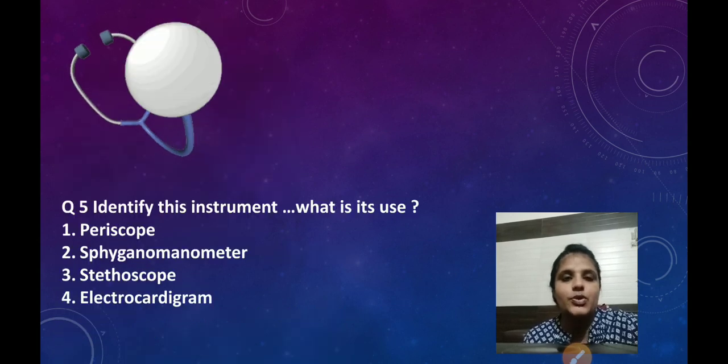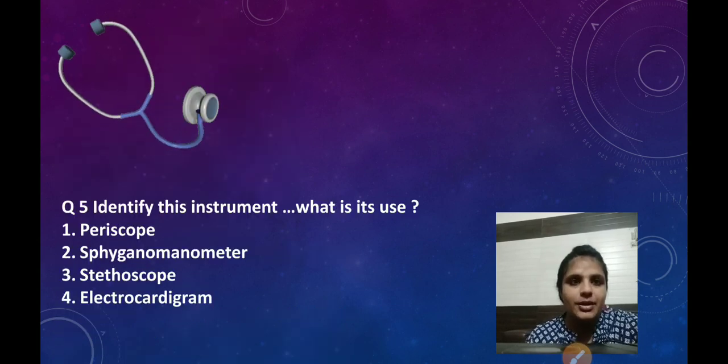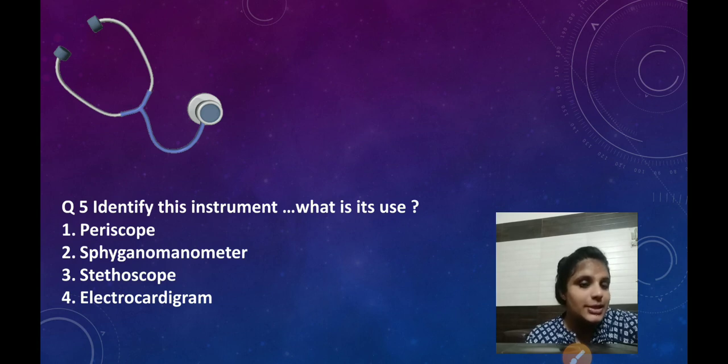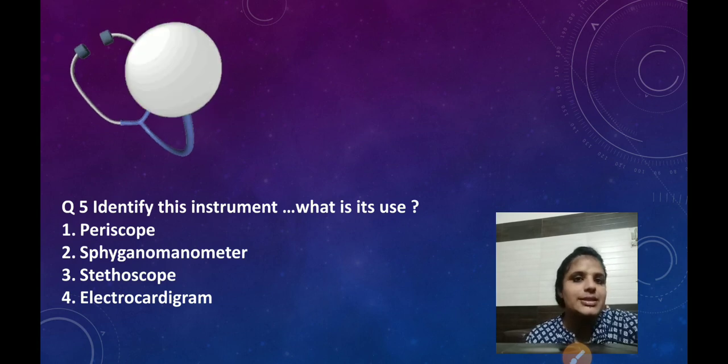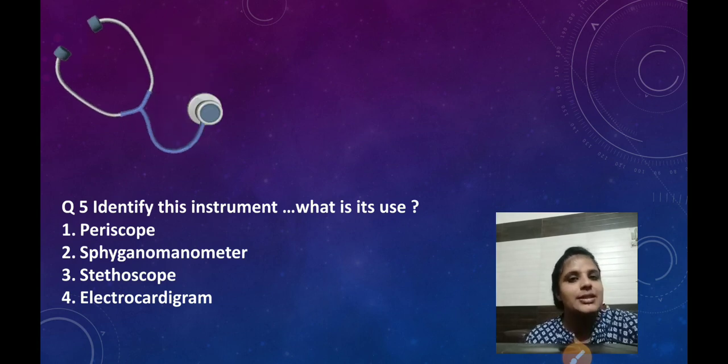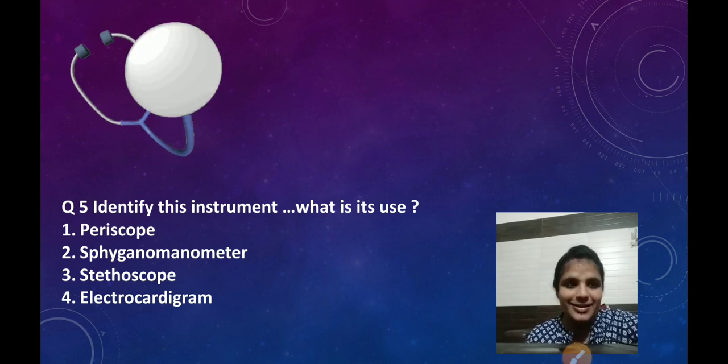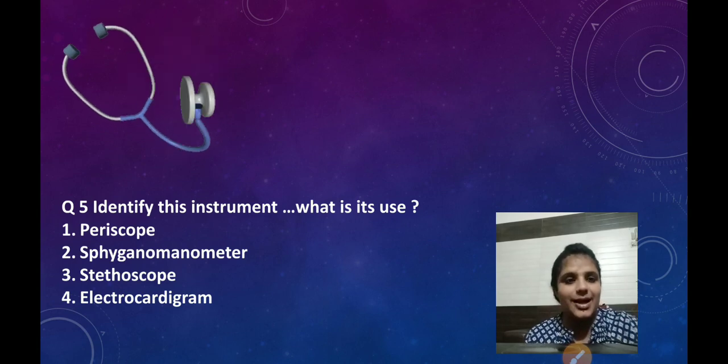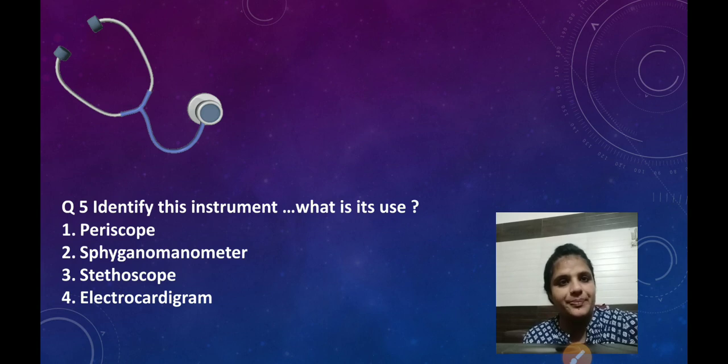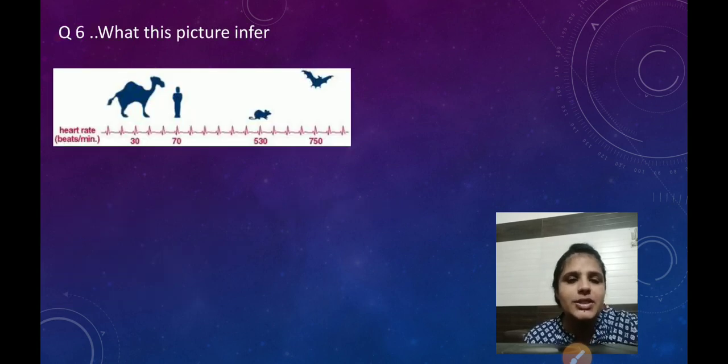So the next question is, identify this instrument and what is its use. This instrument is a stethoscope, and this instrument is used to listen to the heart sound, that is the lub-dub sound. What does this picture infer?